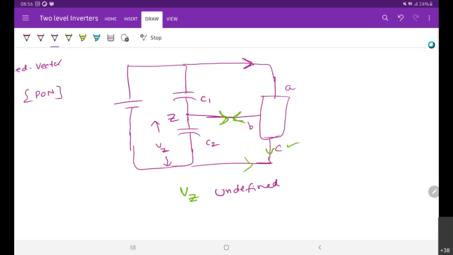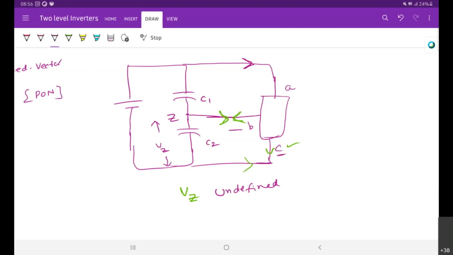So why is it undefined? In the earlier case the outgoing current passes through only one point. Now this outgoing current is distributed to the B phase and C phase. So the magnitude of that current depends on the magnitude of the other current. So the B phase may be positive or negative, and that all depends on the C phase. Is that clear?